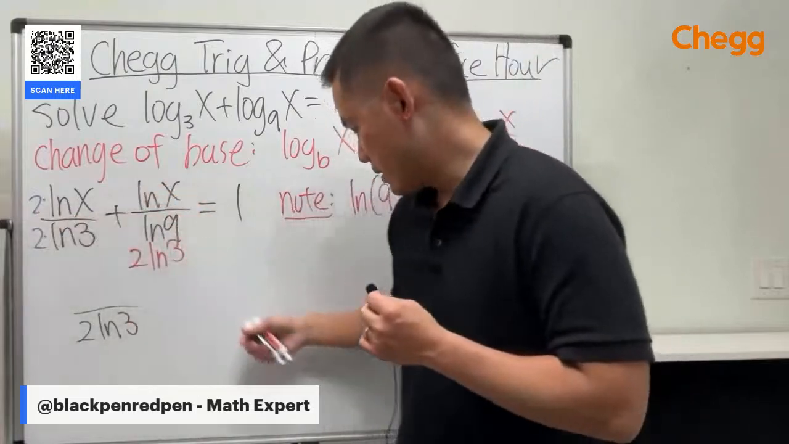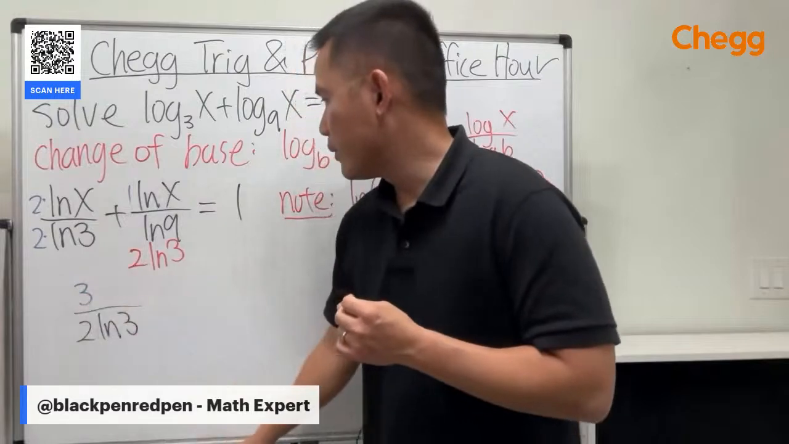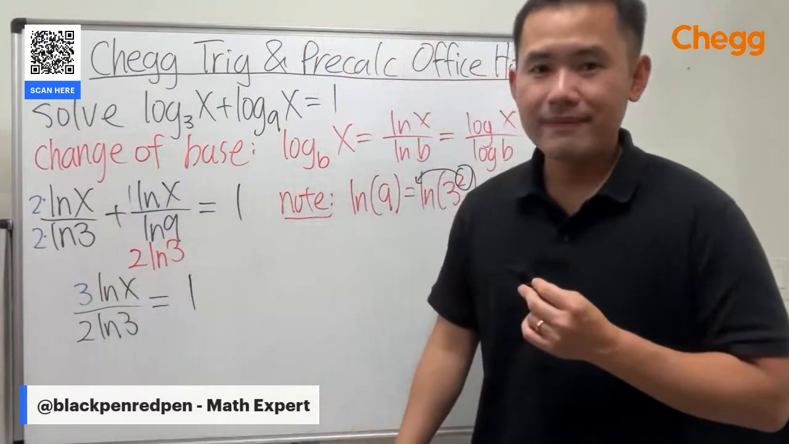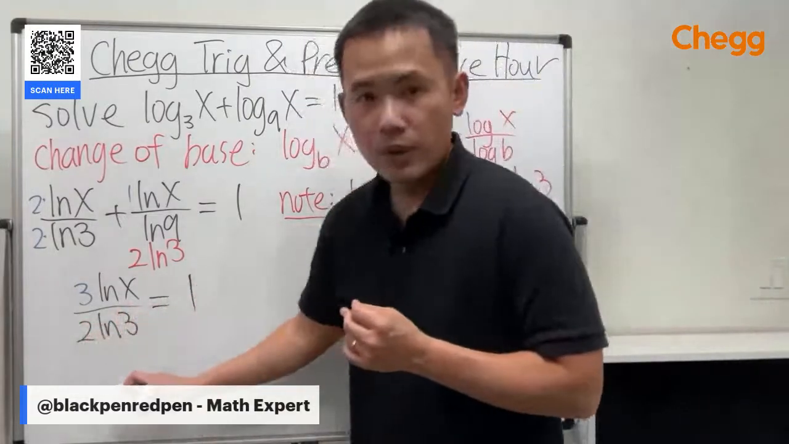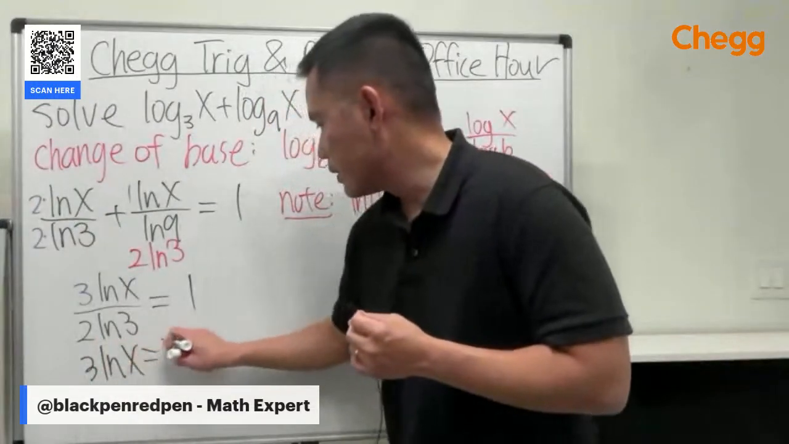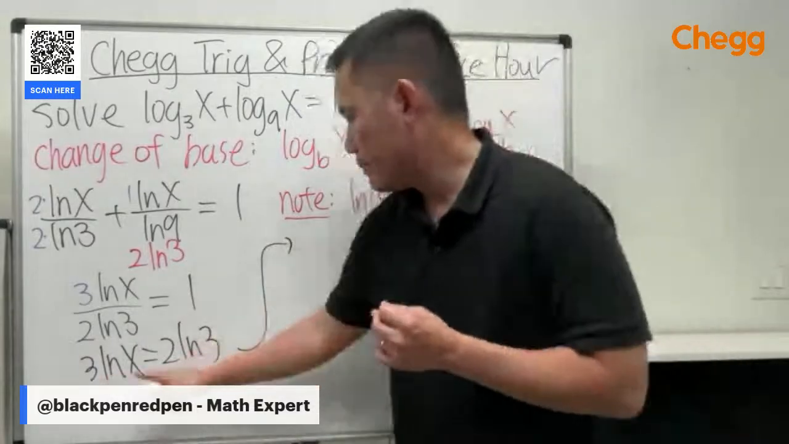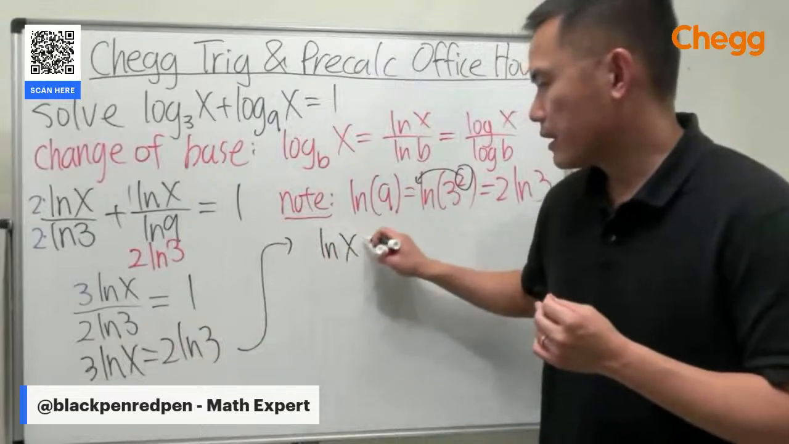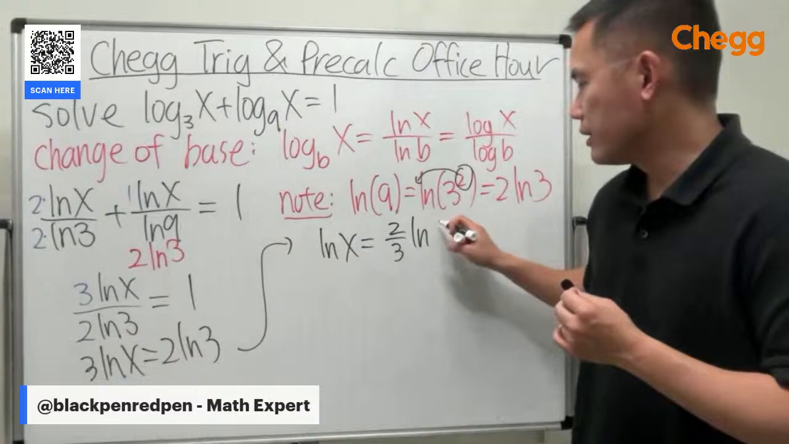So altogether, this is 2 plus 1. We get the 3 here, and then we have the ln x, and that's equal to 1. Now, we can multiply this to both sides. So this right here will give us 3 ln x equals 2 ln 3. Then divide both sides by 3, we get ln x is equal to 2 over 3 ln 3.